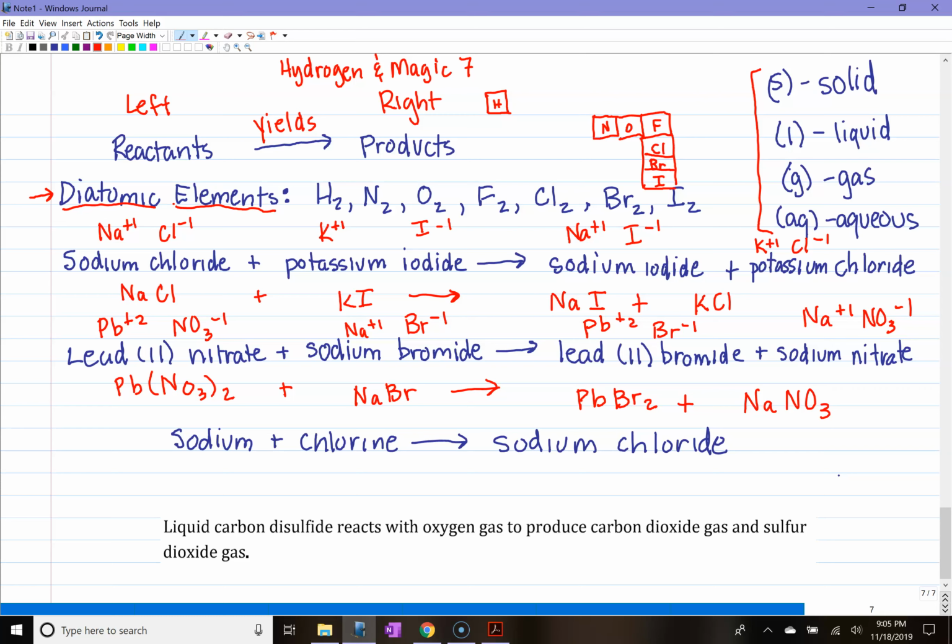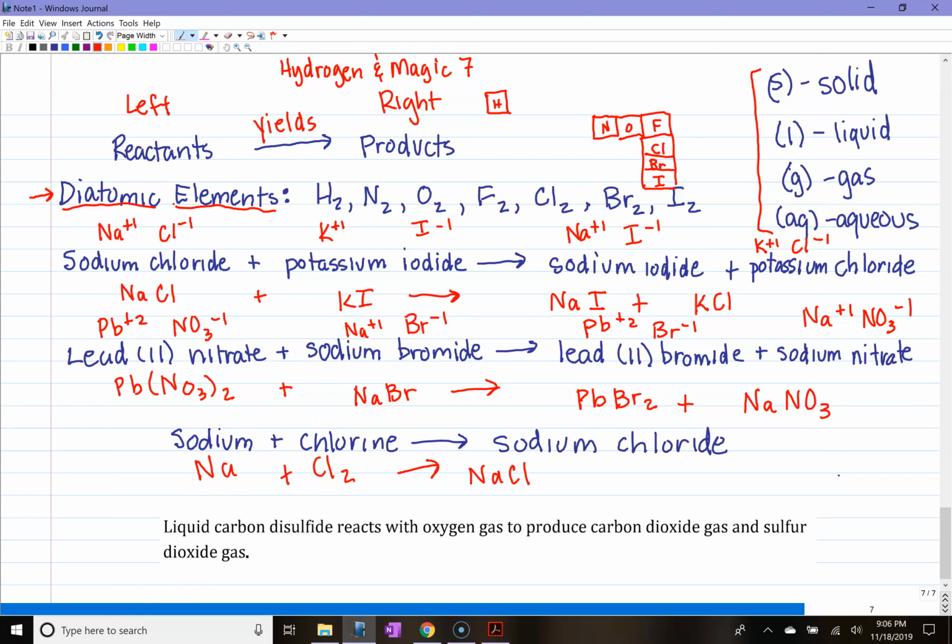Lead 2 bromide. Lead has a +2 charge. We get that from the Roman numeral 2. Bromine has a -1, so this would be PbBr2. Sodium nitrate. Sodium's +1, nitrate is -1. Cross them over and the compound would be NaNO3. Now go ahead and try the next one and then come back to the video and check your answer.